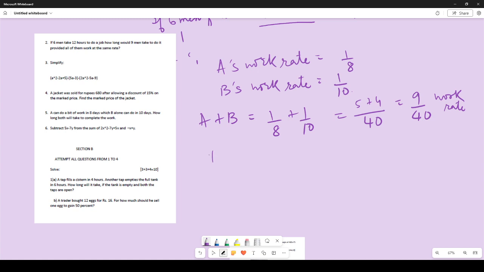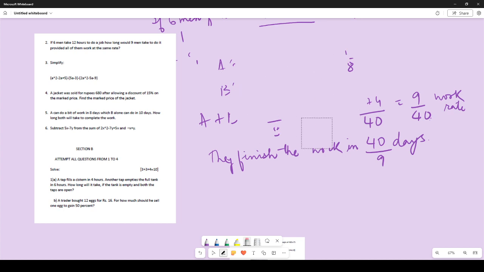So they finish the work in 40 by 9 days. Just reverse it. That should be your answer and not this one. So I saw that many of you wrote this as answer. Please correct that. This is their work rate. This is the work that they do in one day, and this is the number of days they will take to finish the entire work. Now let us move on to the next question.